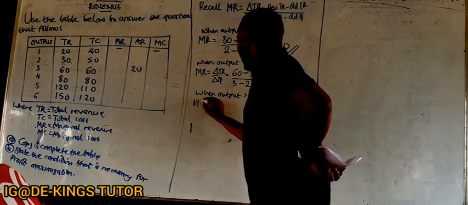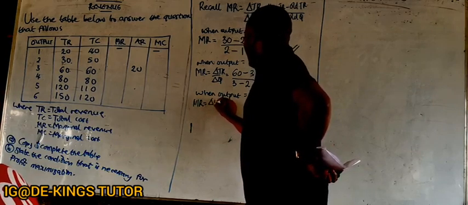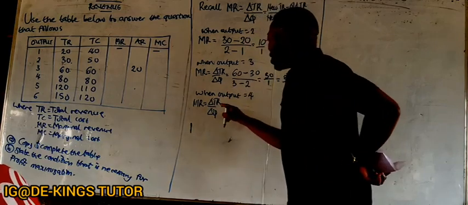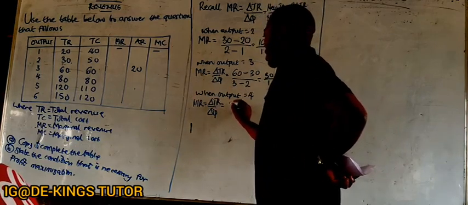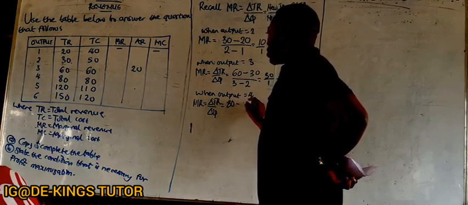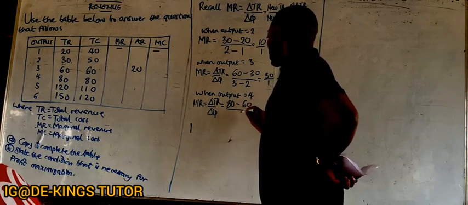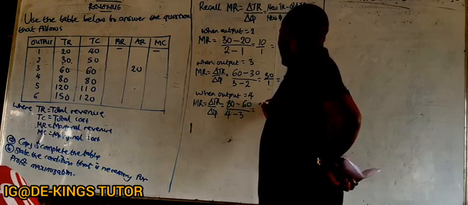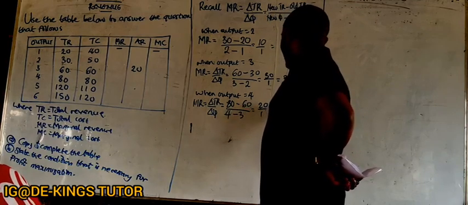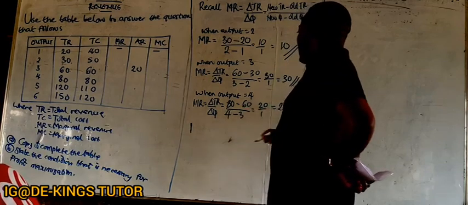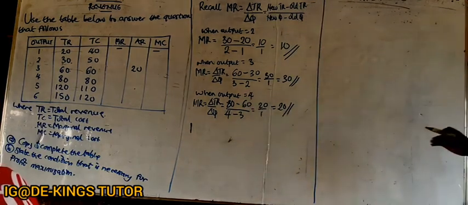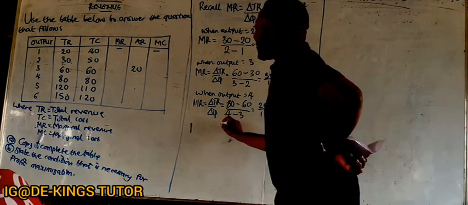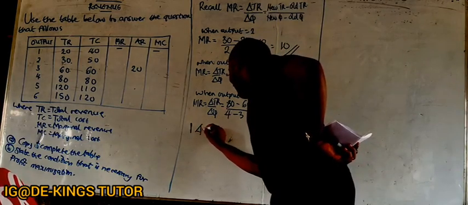Okay, now when output equals 4, my marginal revenue, which is change in total revenue over change in quantity, is equal to the new total revenue, 80, minus the old, 60, divided by the new quantity, 4, minus the old, 3. 80 minus 60 is 20, divided by 1 gives us 20. So that is when output is 4. You can solve the rest as assignment, right? Let's go for average revenue.